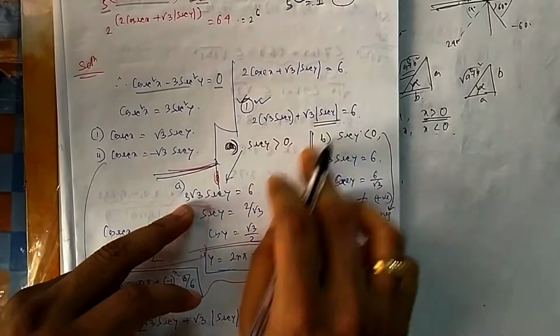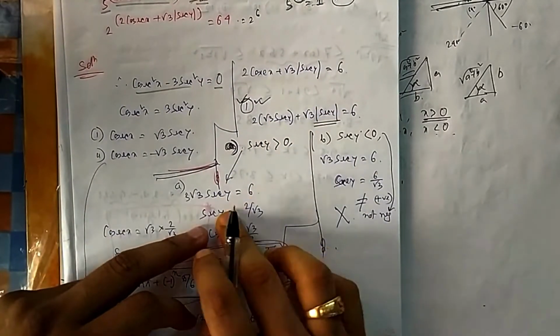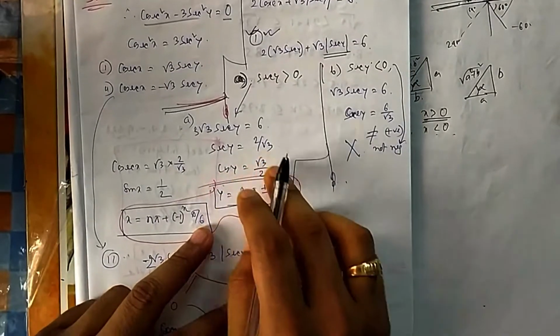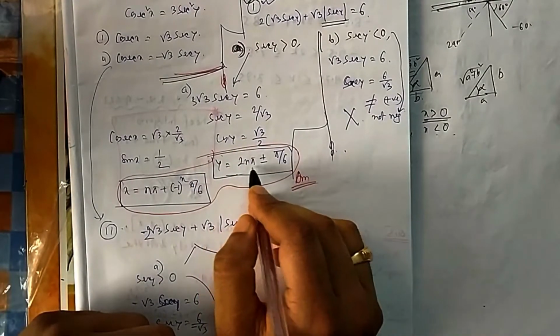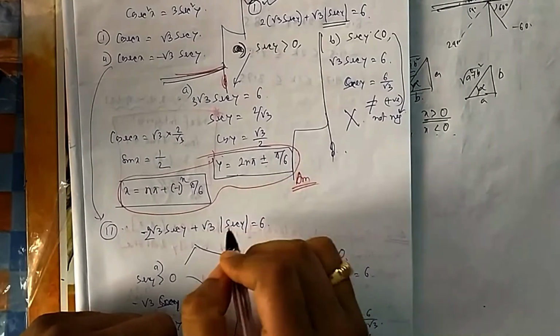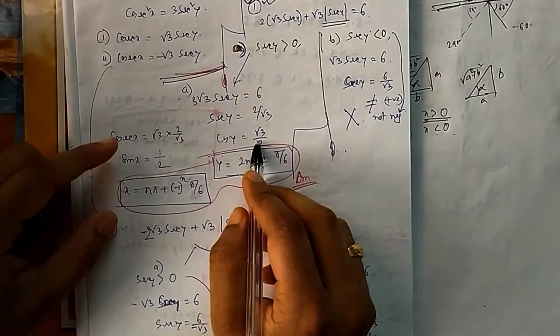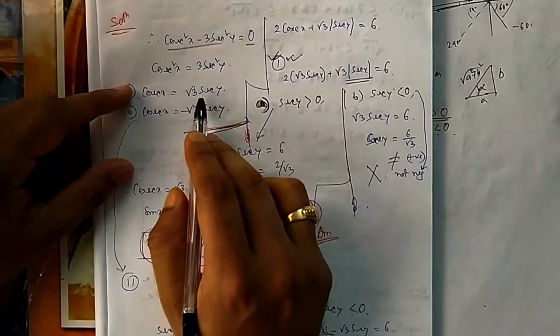2 root 3 plus root 3, 3 root 3, sec y is equal to 6, sec y equal to 2 by root 3, cos y equal to root 3 by 2, then you have a solution. What is the solution? y equal to 2nπ plus minus π by 6, that is the general solution. Once you know cos y, you can find cosec x, because you have used this one.